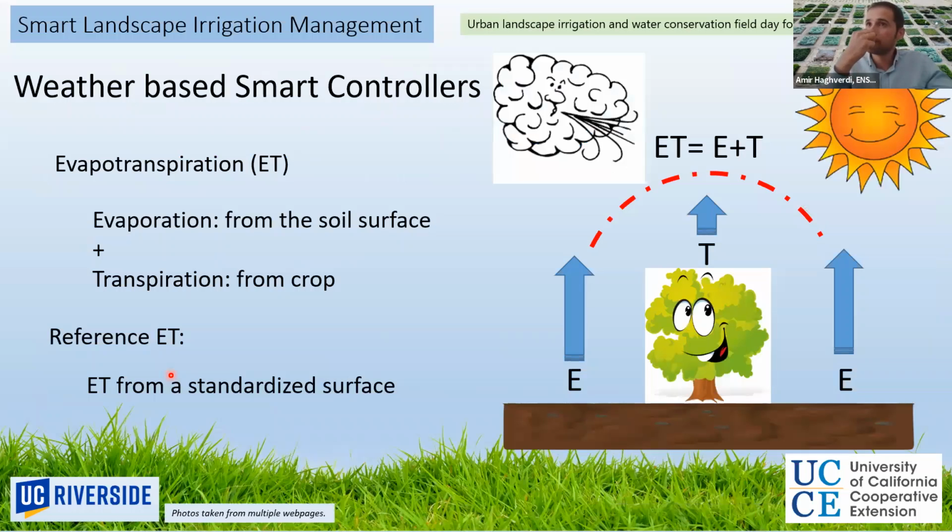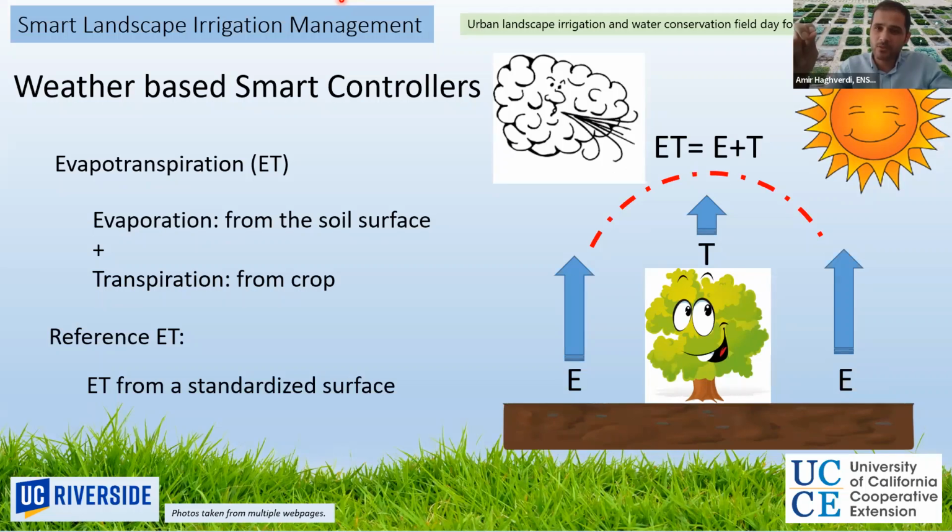So how does a weather-based controller work? When we say weather, the main concept is evapotranspiration, which you are probably familiar with. People who work on irrigation use this term a lot. It is a combination of evaporation from the soil surface and transpiration by plants. It's difficult to measure these components separately, so we usually use the combined term, evapotranspiration.